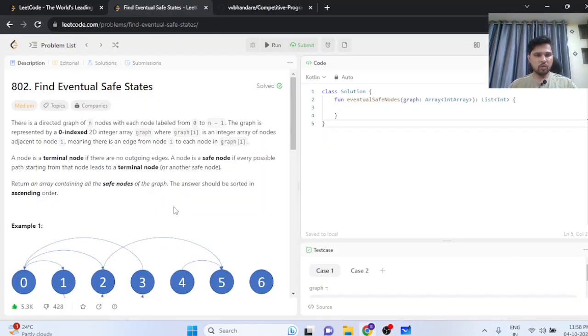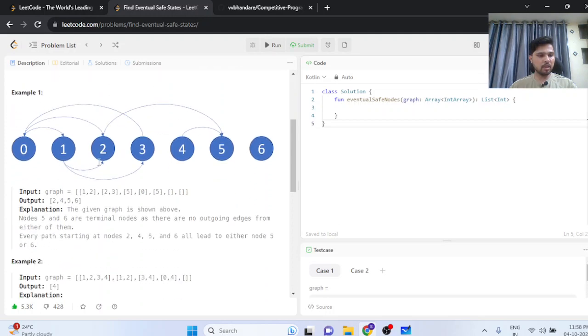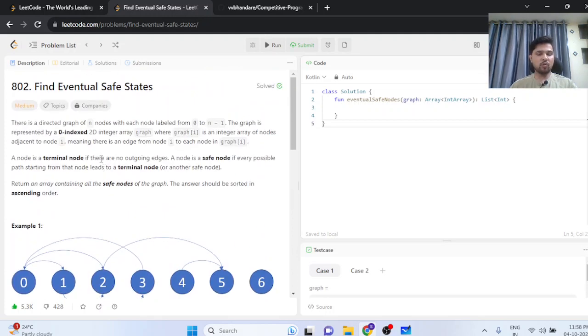So today we are going to discuss the medium level LeetCode problem, and the problem is find eventual safe state. So I will just try to explain what is the ask in the problem, and then we will discuss some of the examples here, and then we will try to understand how we can think for the solution.